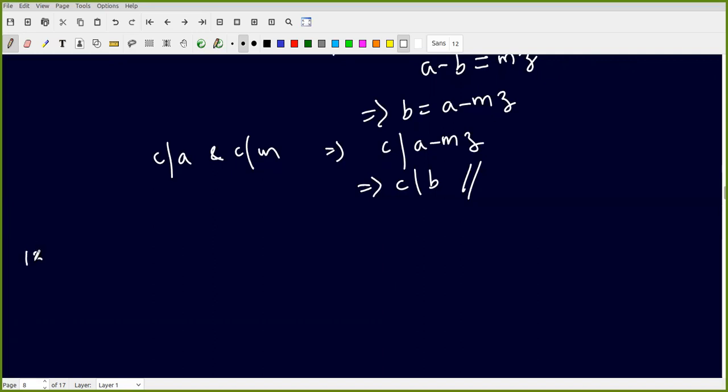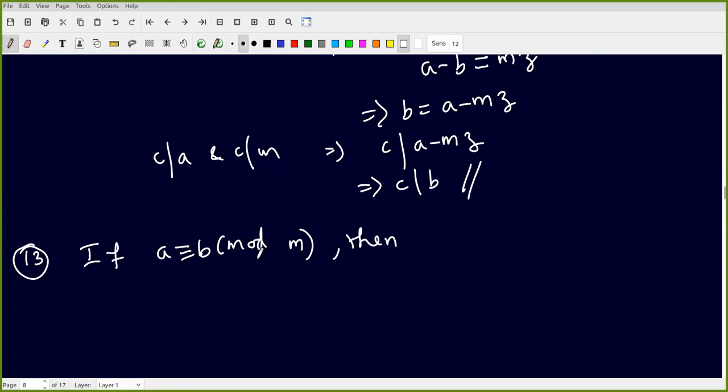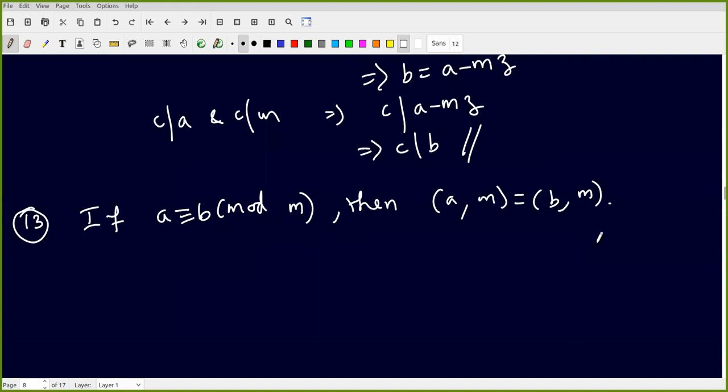Then the 13th result, using the 12th property. If A is congruent to B modulo M, then A and B have the same GCD with M. That is, the GCD of A and M is the same as the GCD of B and M. So let's take D equal to the GCD of A and M, and G equal to the GCD of B and M. We have to prove that G equals D.